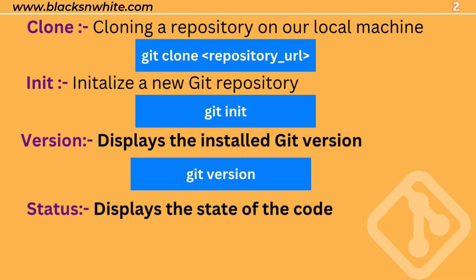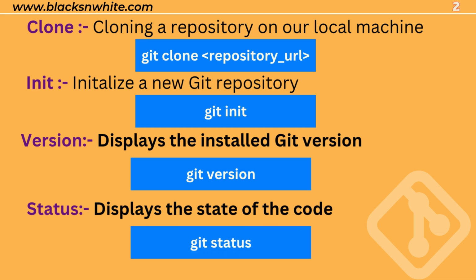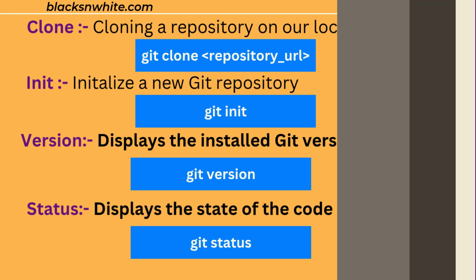Status. The git status command is your best friend. It gives you a clear overview of your current working directory. It tells you which files have been modified, which ones are ready to be committed, and which new files are waiting to be added. It's the perfect way to see the state of your code before you do anything else.